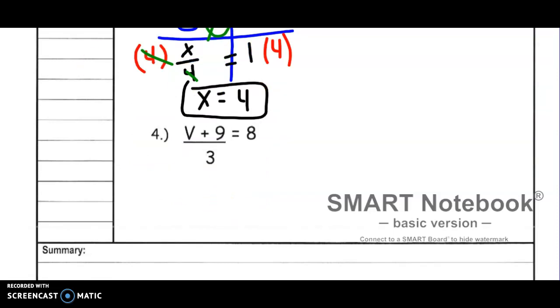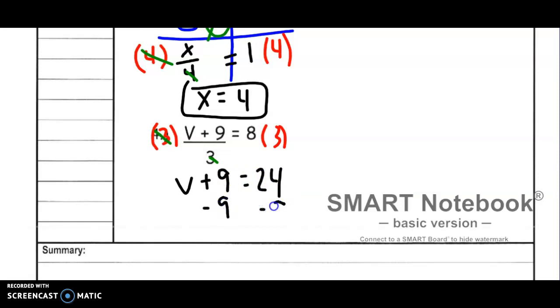One more. Again, the whole left side is one giant fraction, and I can undo that by multiplying by the bottom number. 3 over 3 cancels. V plus 9 equals 24. And now I'm just going to subtract. I get V alone by taking away 9 from both sides. 24 take away 9 is 15.